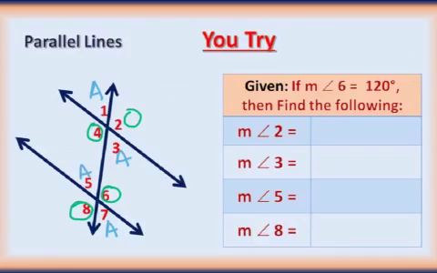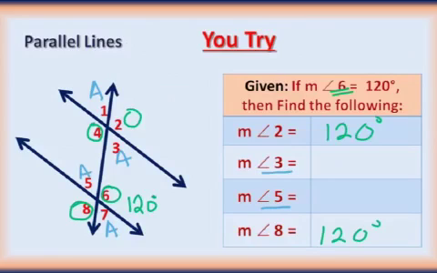Now, let's look at what's given. This is angle 6 is 120. So that means this angle right here is 120 degrees. So let's look at all our obtuse angles, because we know now that all of our obtuse angles would have to be 120 degrees. That means angle 2 is 120 degrees. And angle 8 as well is 120 degrees. Angle 3 is an acute angle as well as angle 5.